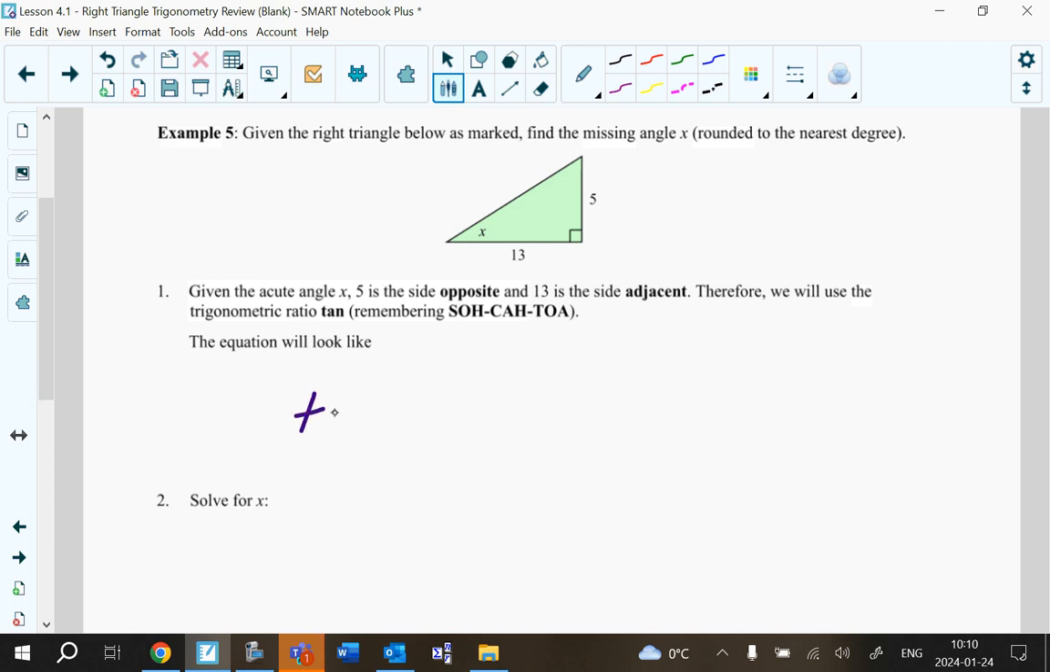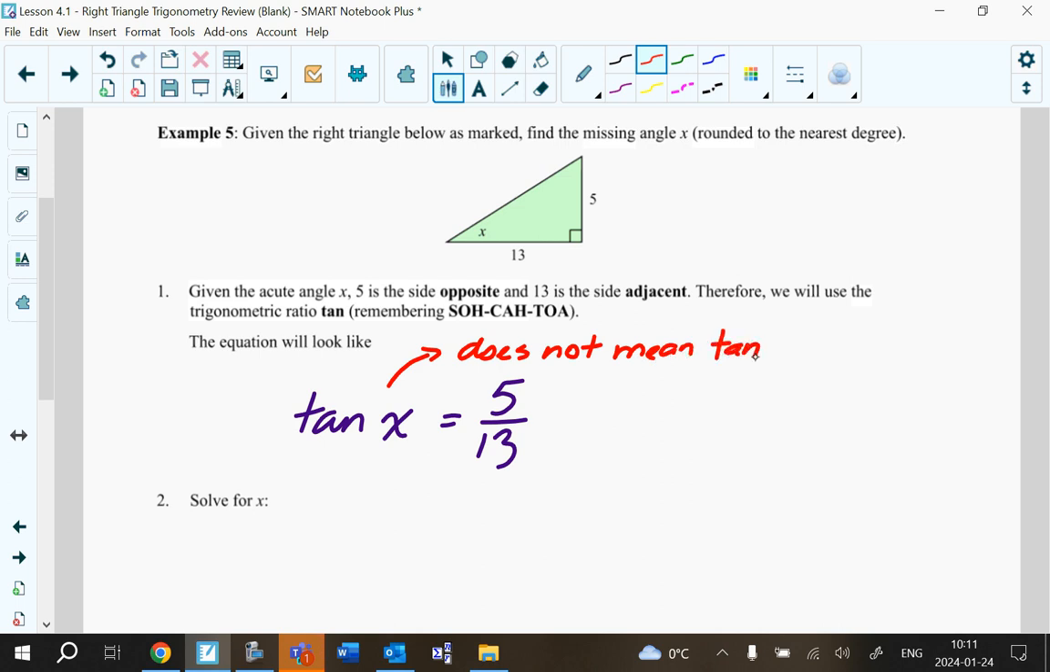Right. So I don't have to get rid of the fraction. I have to get x by itself. This does not mean tan times x. Okay? So we don't divide tan. You can't do that. It's impossible.